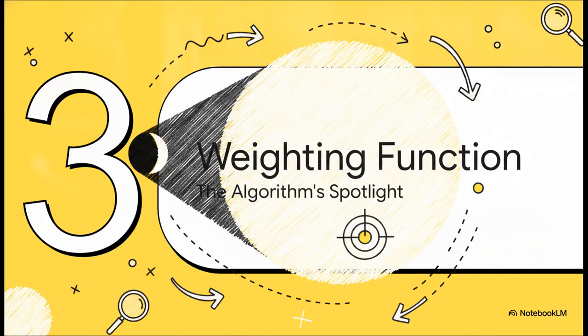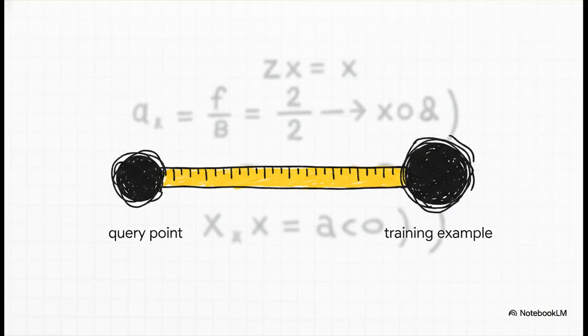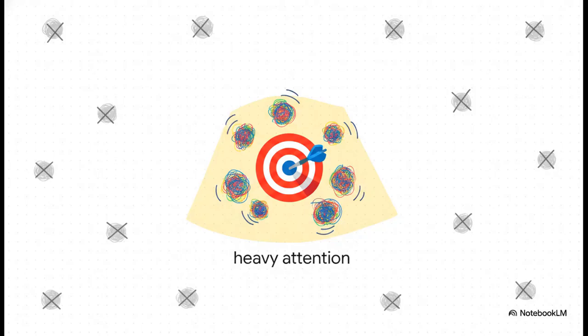Moving on to Section 3, the weighting function. Think of it as the algorithm's spotlight. Now, there's a specific exponential formula behind the spotlight. But hey, don't let the math scare you. When you really look at it, it just boils down to a super simple, totally intuitive rule about distance. In this equation, the x without the subscript is the input we actually want to predict, and the x_i is a specific training example. The whole magic of this formula relies on one crucial property. It's basically an attention mechanism. If the distance between a training example and your query point is tiny, the math spits out a weight of pretty much exactly 1.